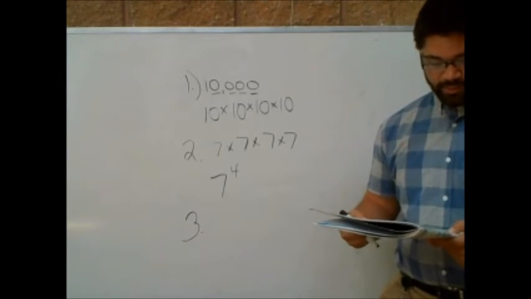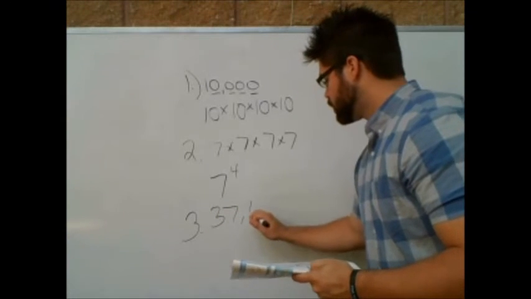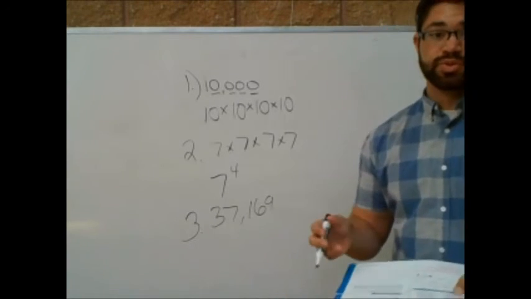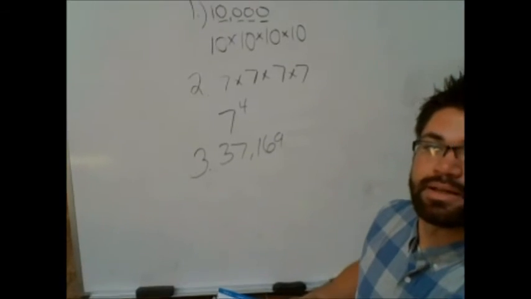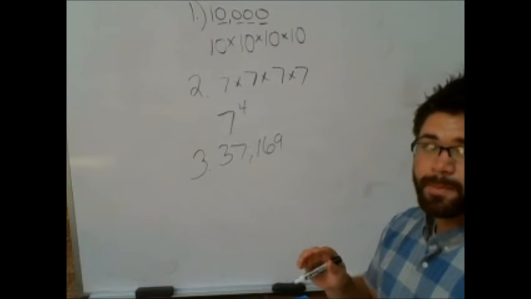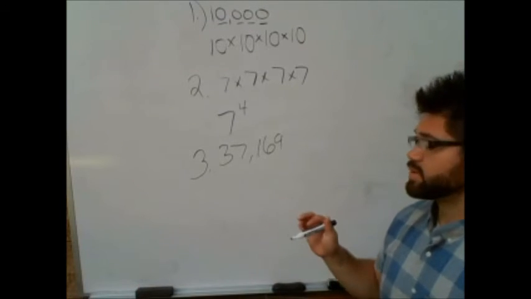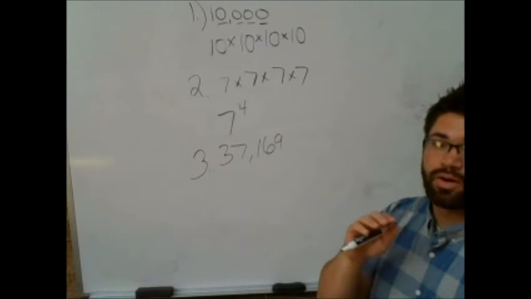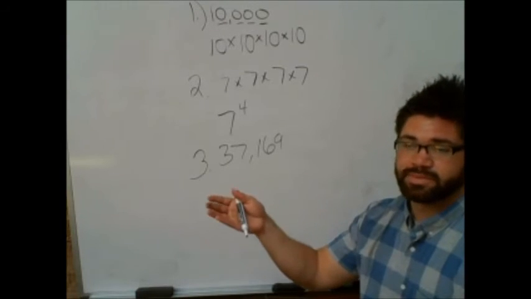Number 3, we have a problem, and it says to write 37,169 in expanded form using exponents. Okay. So, I'm going to get down low here so we can get everything in. So, remember, I said that you can show expanded form 2 different ways. There's one way where you say the digit times the place value, or you just write it all out in one. For this, we're going to have to do the little more steps way.